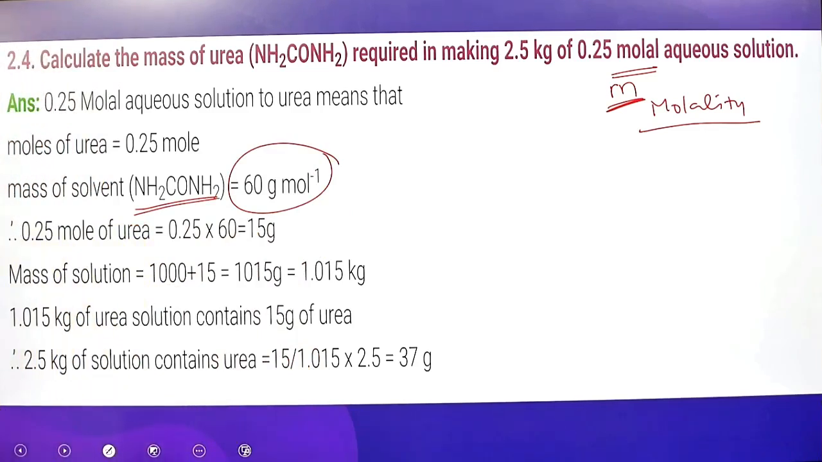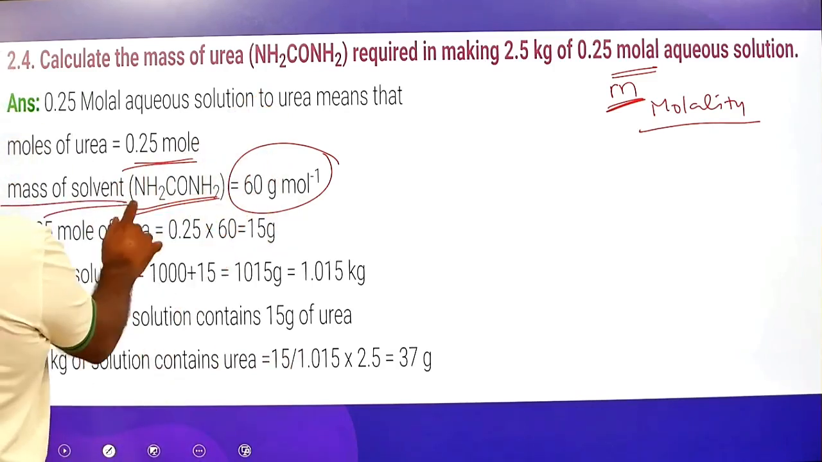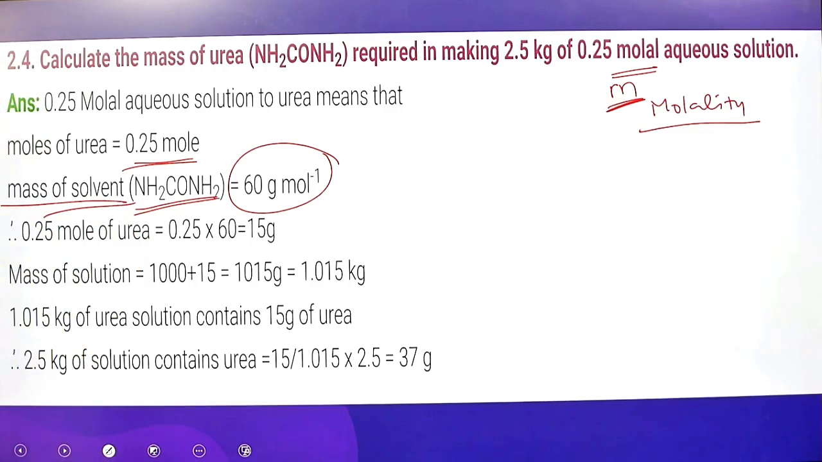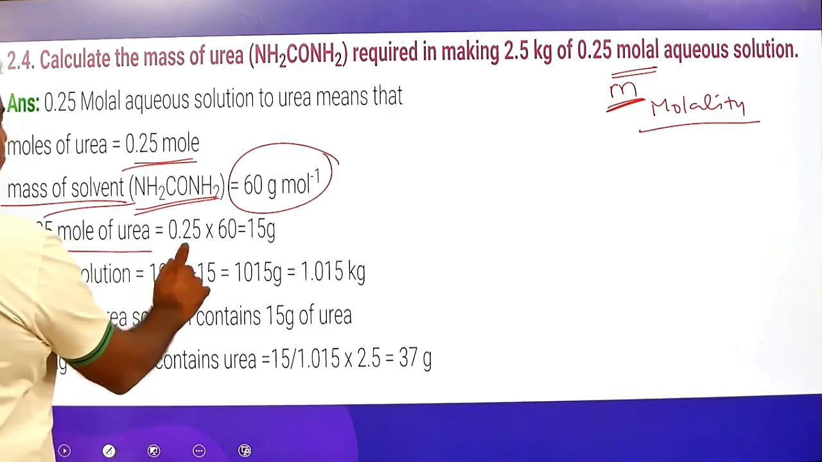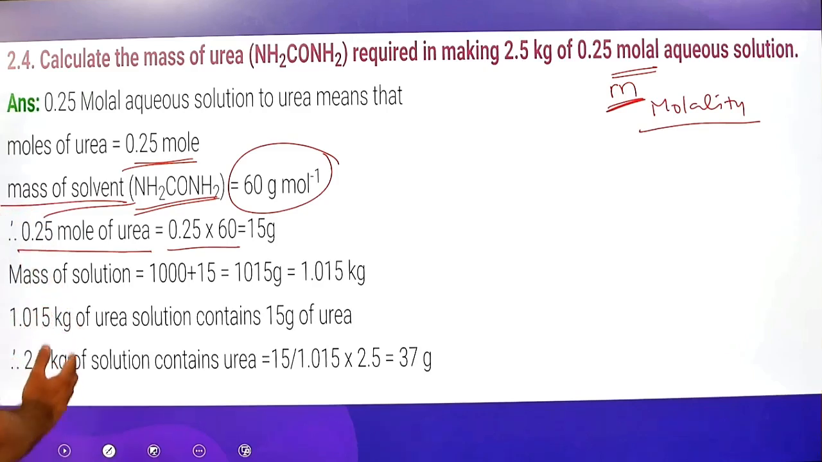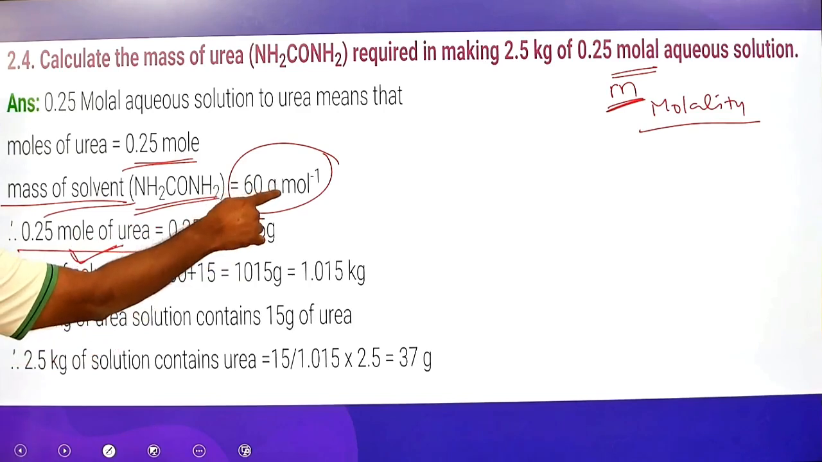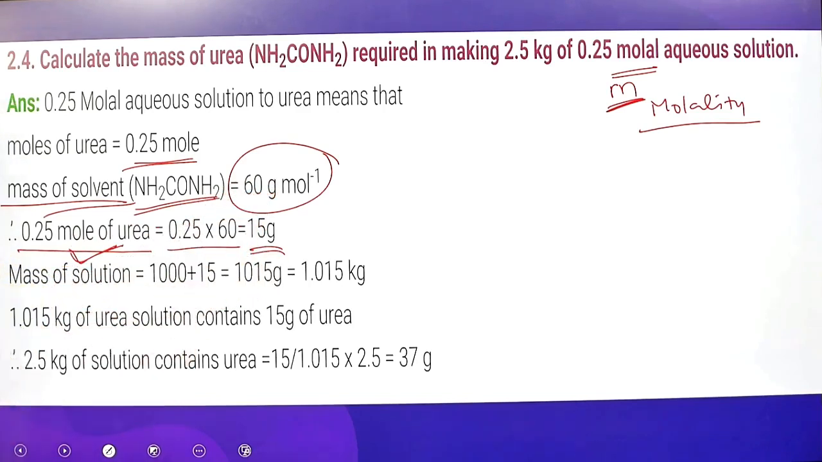Moles of urea is 0.25. Where is it given? 0.25 molal is given. You don't have to calculate. It is given. And the molar mass of urea is 60 grams per mole. What is happening here is that 0.25 mole of urea is equal to 0.25 into 60 grams per mole. What will you get? 15 grams.